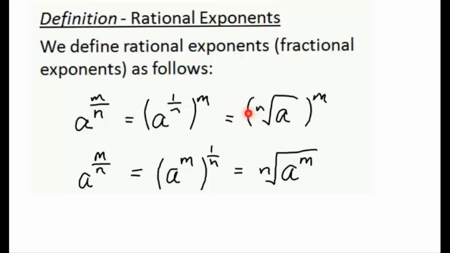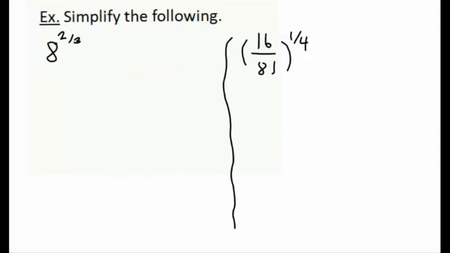We can either take the nth root first, and then take the mth power, or we can take the mth power first, and then take the nth root afterwards. Let's go ahead and use the ideas that we saw on the last slide to help us simplify some fractional exponents. So here we have 8 to the power 2 over 3.